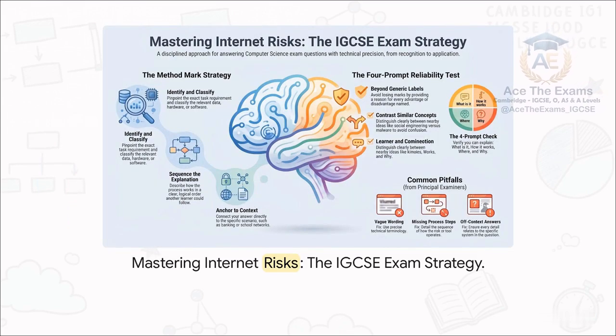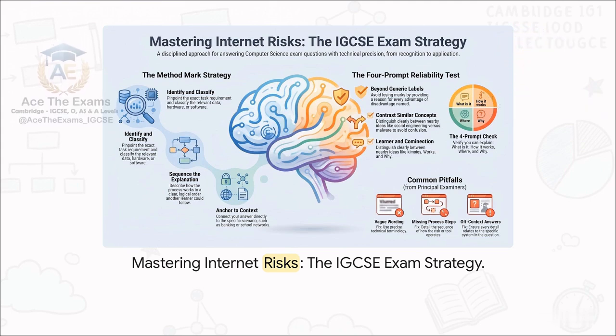Of course, as we all know, the internet is not always a safe place. And mastering internet risks on your exam requires real precision. Look closely at the learner and connection section on the right. A massive pitfall for students is using vague wording when discussing threats. You absolutely must clearly contrast similar ideas. For instance, you need to articulate the distinct difference between malware, which is malicious software infecting a system, and social engineering, which instead relies on tricking human psychology. Just writing something like a hacker steals data is going to earn you 0 marks. No way around it. You have to specify the exact technical mechanism of the risk.